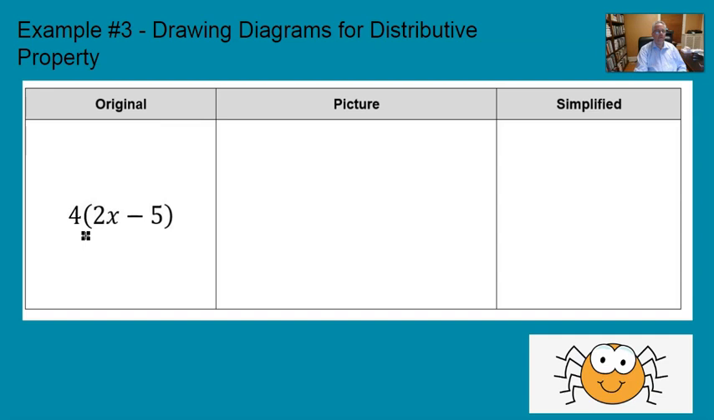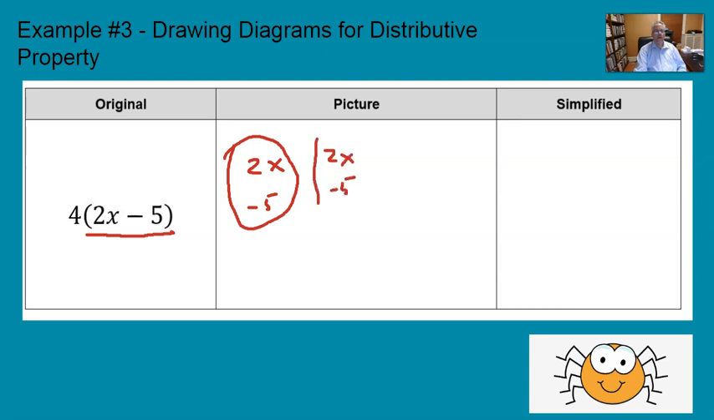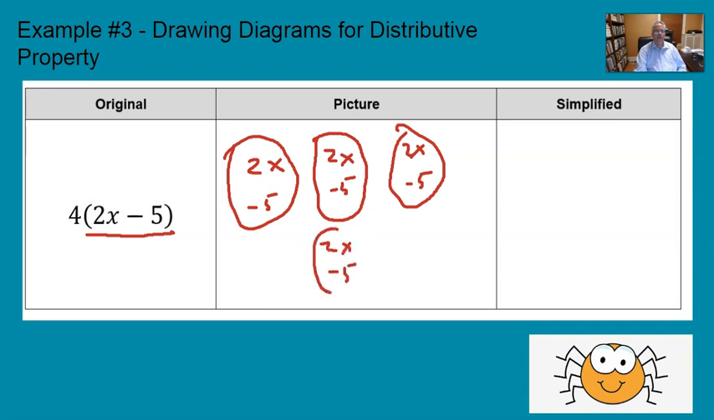This one we have 4 of these. We have 4 groups of 2x minus 5. This time I'm just going to write 2x. We have 2x and a minus 5. That's one group. We have a 2x and another minus 5. That's 2 groups. This will make 3 groups. And I'll put the other one down here. So that's what this expression means. We have 4 groups of these.